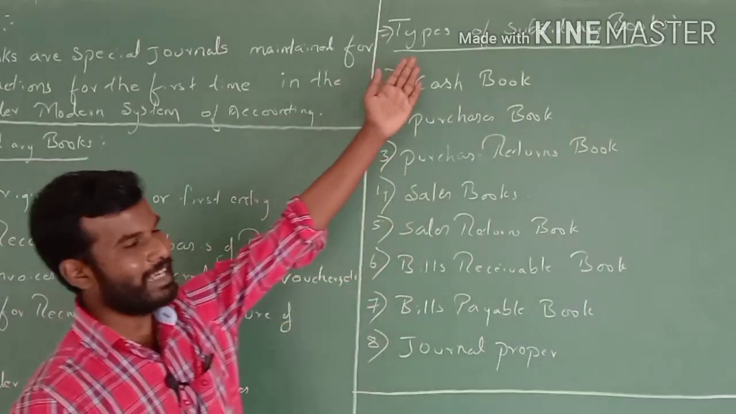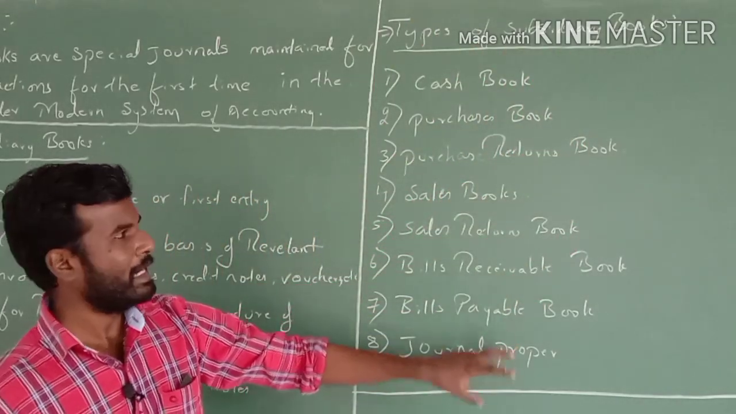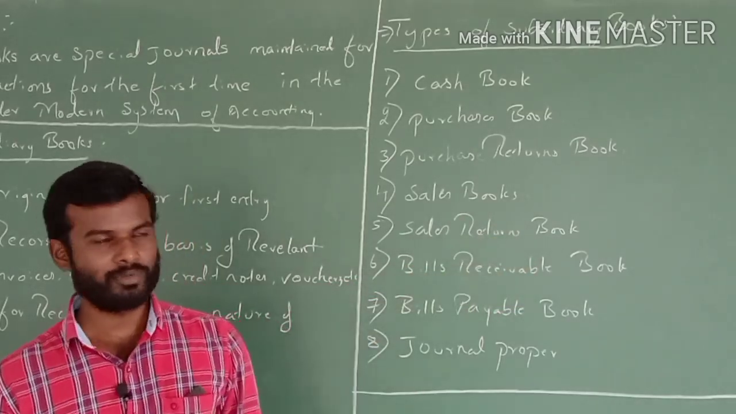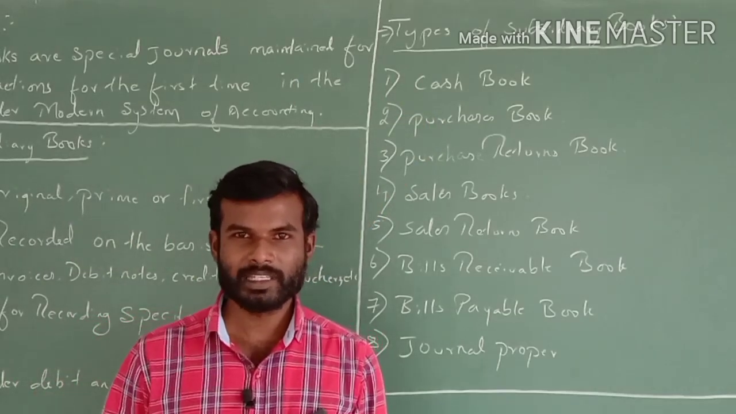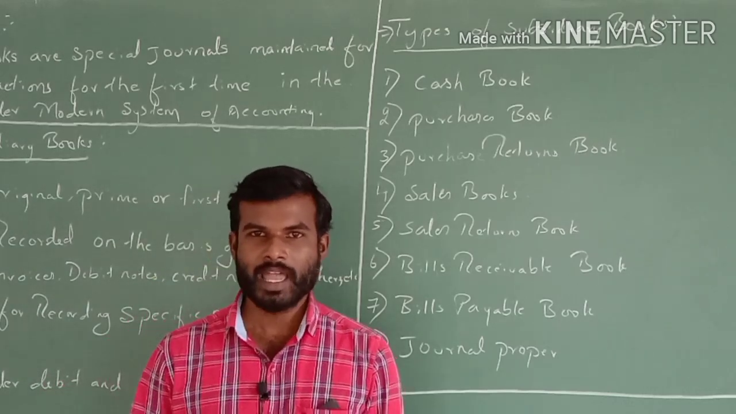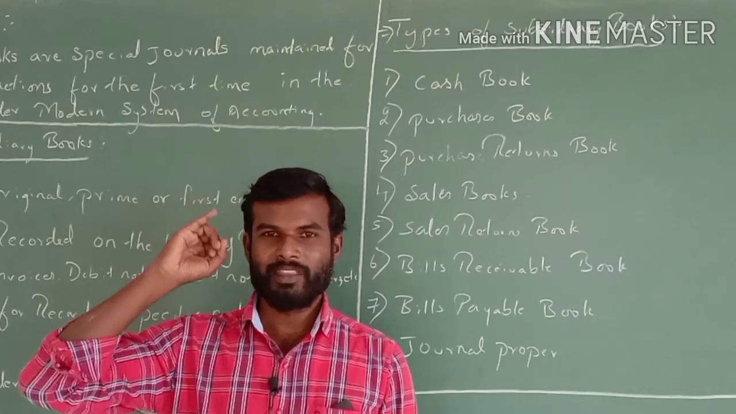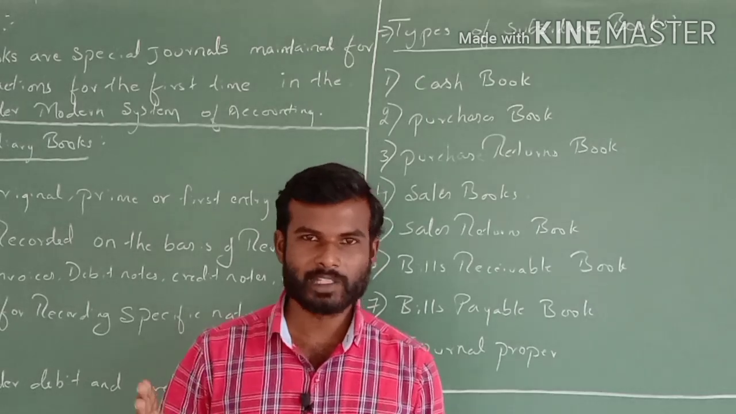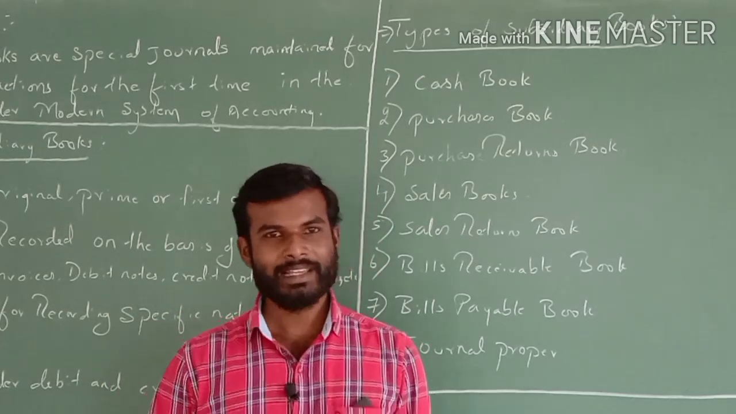Here the concept, types of subsidiary books. So this is the major concept in this chapter. Based upon these books only we are going to the practical problems after this. So here we can see the cash book, purchase book, purchase returns book, sales returns book, bills receivable book, bills payable book, as well as the journal proper. So remember that the first will be cash book, purchase book, purchase returns book, sales returns book, bills receivable book, bills payable book, as well as the journal proper.